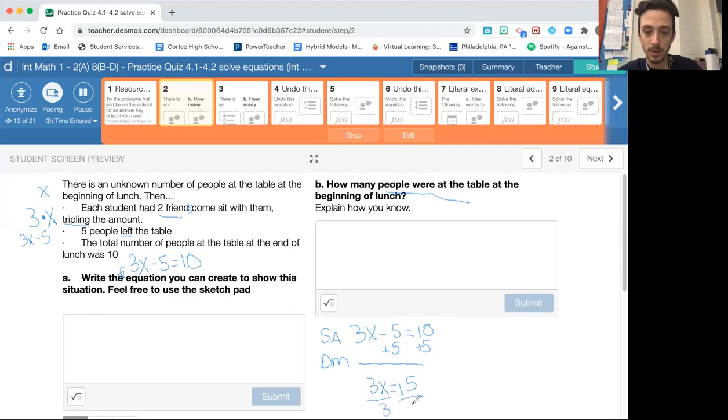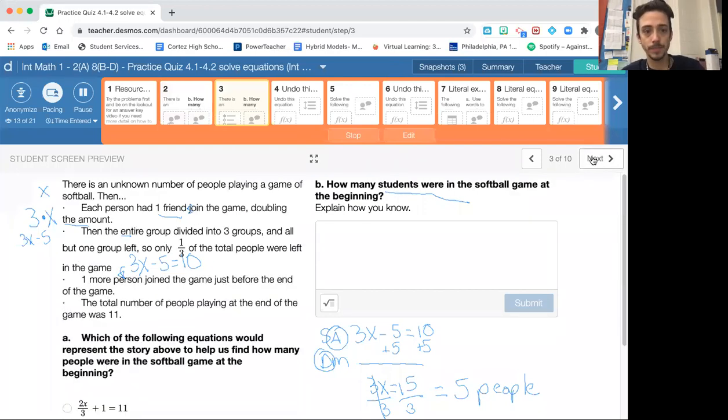Divide both sides by 3. So I ended up using addition and division. x equals 15 thirds, which is really just 5 people. So 5 people were at the table at the beginning. If you're not convinced, you could try to plug it in to the equation and it'll produce a true statement.